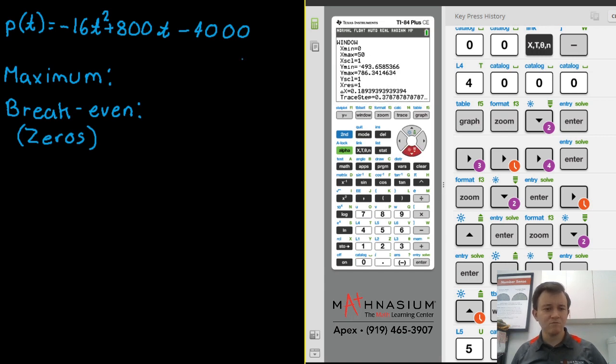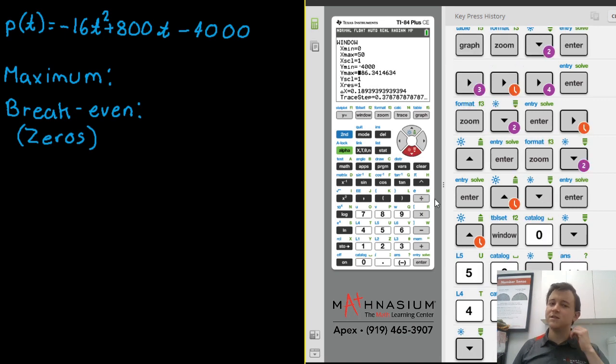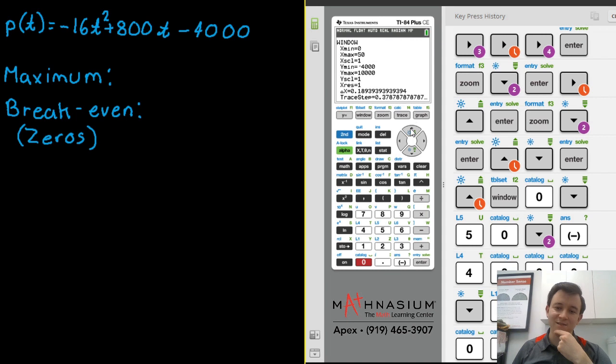For y minimum, we're dealing with the thousands of places, so we need at least that negative 4,000 to be our minimum. And then our y maximum, we don't know how much money we can make off of this, but we know it's going to be in the thousands. So for this, let's try out 10,000 as our y maximum. What this does is change what is displayed on your graph. So for example, 0 to 50, negative 4,000 to 10,000. The y scaling and x scaling don't really matter.